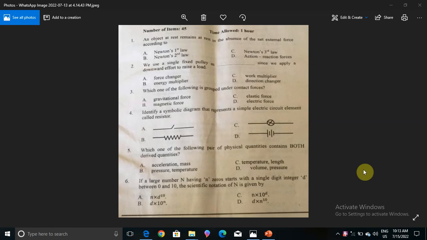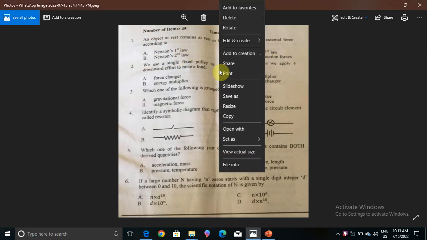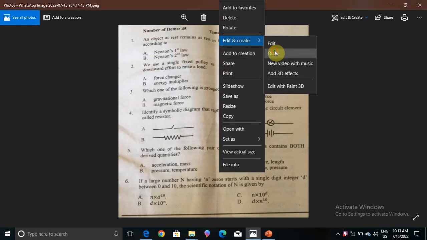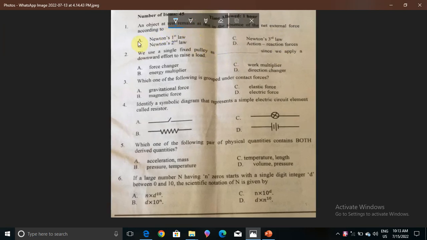Now the first question says an object at rest remains at rest in the absence of the net external force according to what? The first law of Newton, or second law of Newton, or third law of Newton, or action reaction forces? Actually here it says an object at rest remains at rest in the absence of the net external force. So that means it is the first law of Newton. So now the correct answer for question number 1 is A.